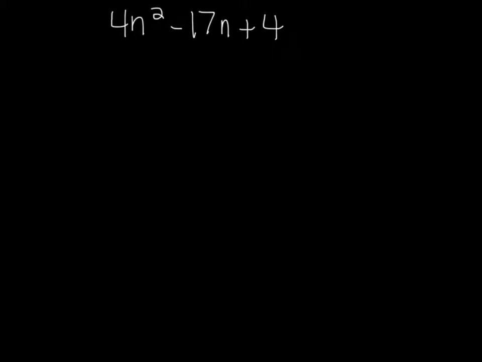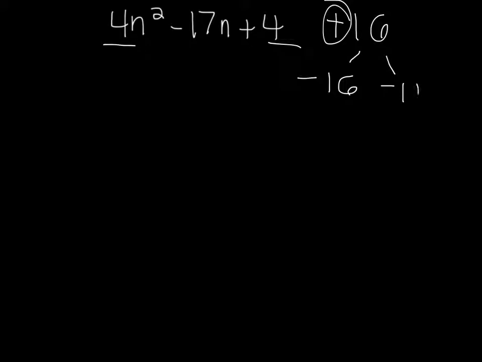So first, we're going to multiply these two and 4 things. So that's 16, and it's a positive, so we have to add two things. And we can add negative 16 and negative 1, so that's what we're going to use to get the negative 17.